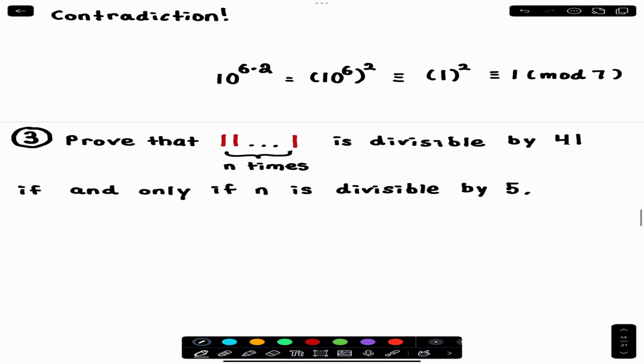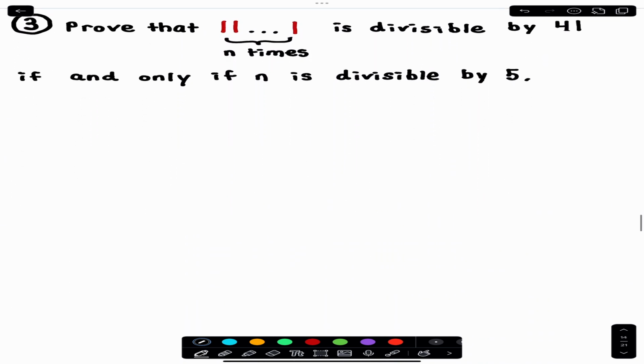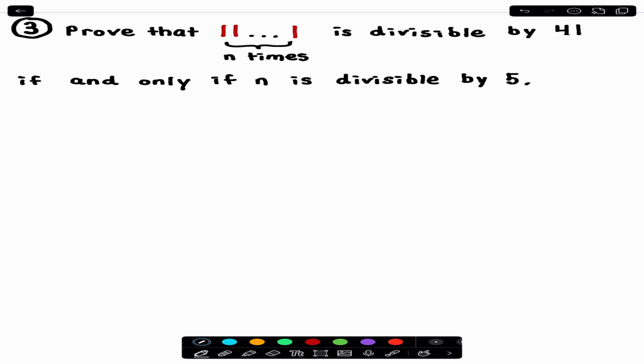Let's move on to question 3. All right, question 3 is asking us to prove that this specific rep unit, a bunch of 1s repeated n times, is divisible by 41 if and only if n is divisible by 5. So that's a pretty interesting problem.